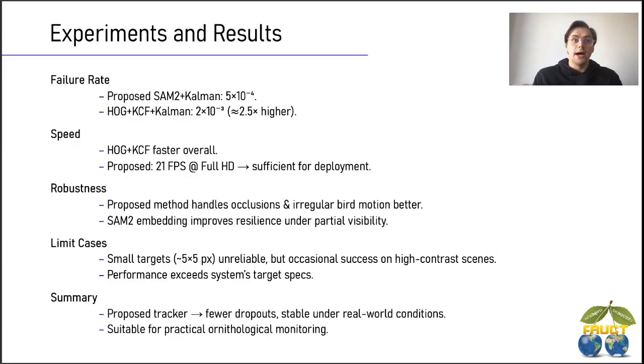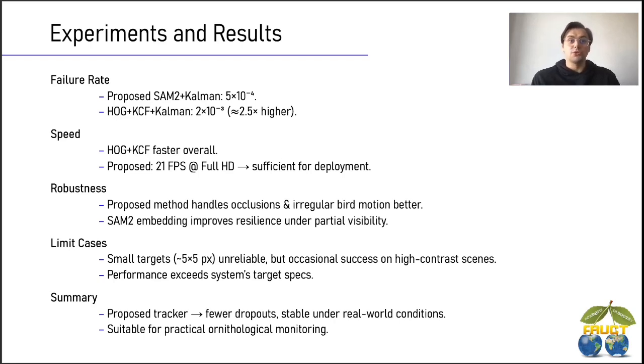Our tracker had a failure rate of about 5 times 10 to the minus 4, while the HOG plus KCF tracker reached 2 times 10 to the minus 3. In terms of speed, the classical tracker is significantly faster, but our system still runs at 21 frames per second in Full HD, which is perfectly sufficient for real-time monitoring.